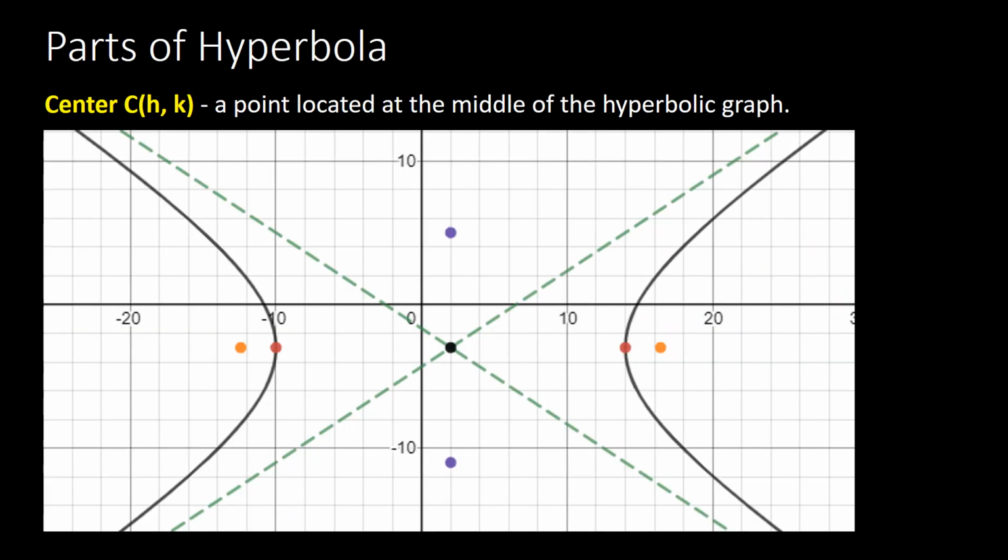There are parts of hyperbola. First, we have the center, (h, k). This is a point located at the middle of the hyperbolic graph. So if this is your hyperbolic graph, the center is this one here, located in the middle of that hyperbolic graph.